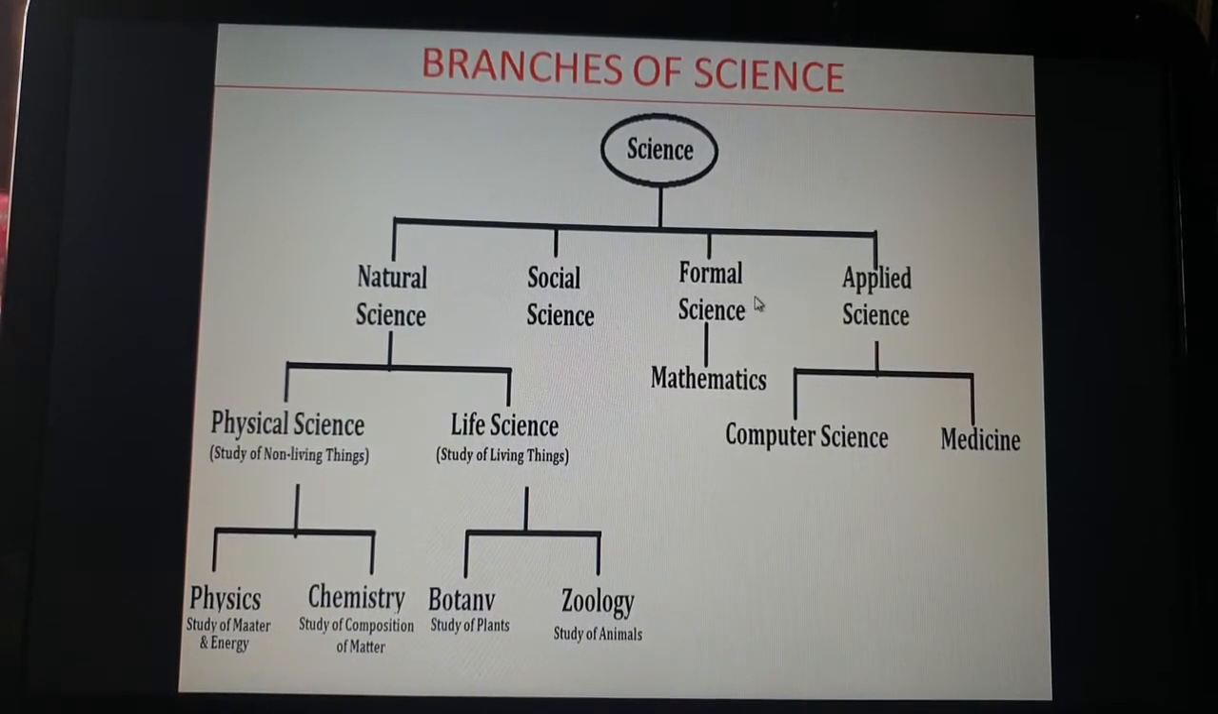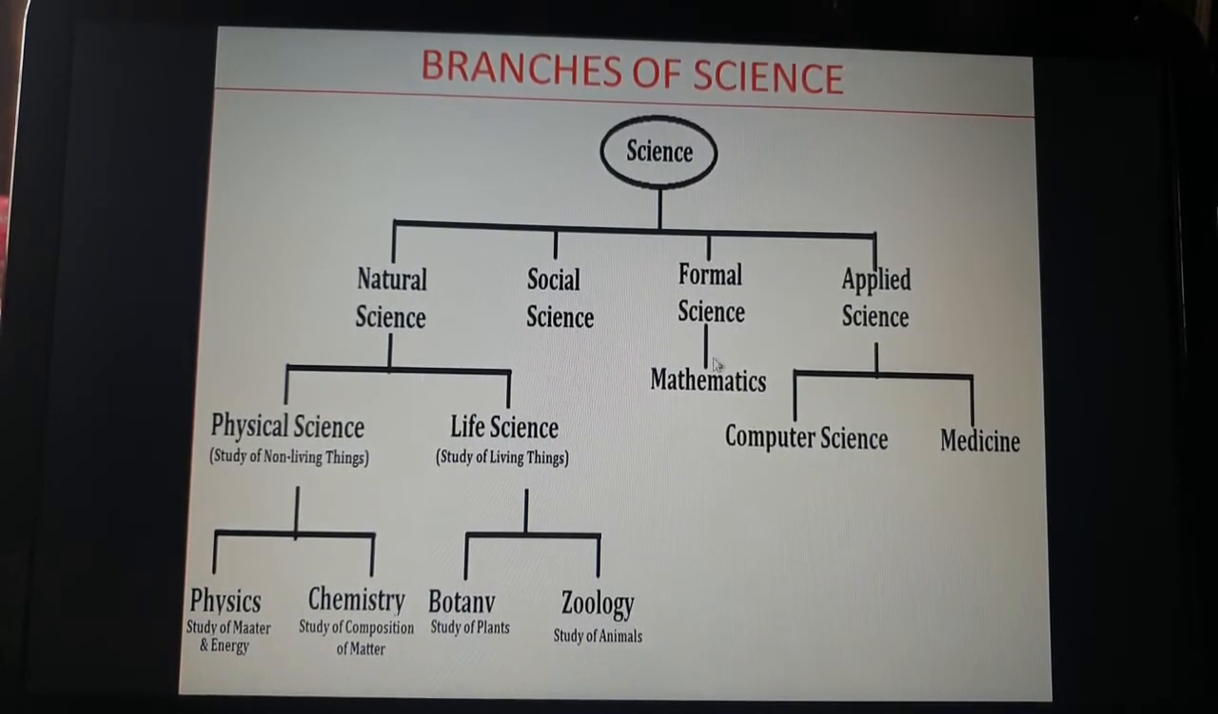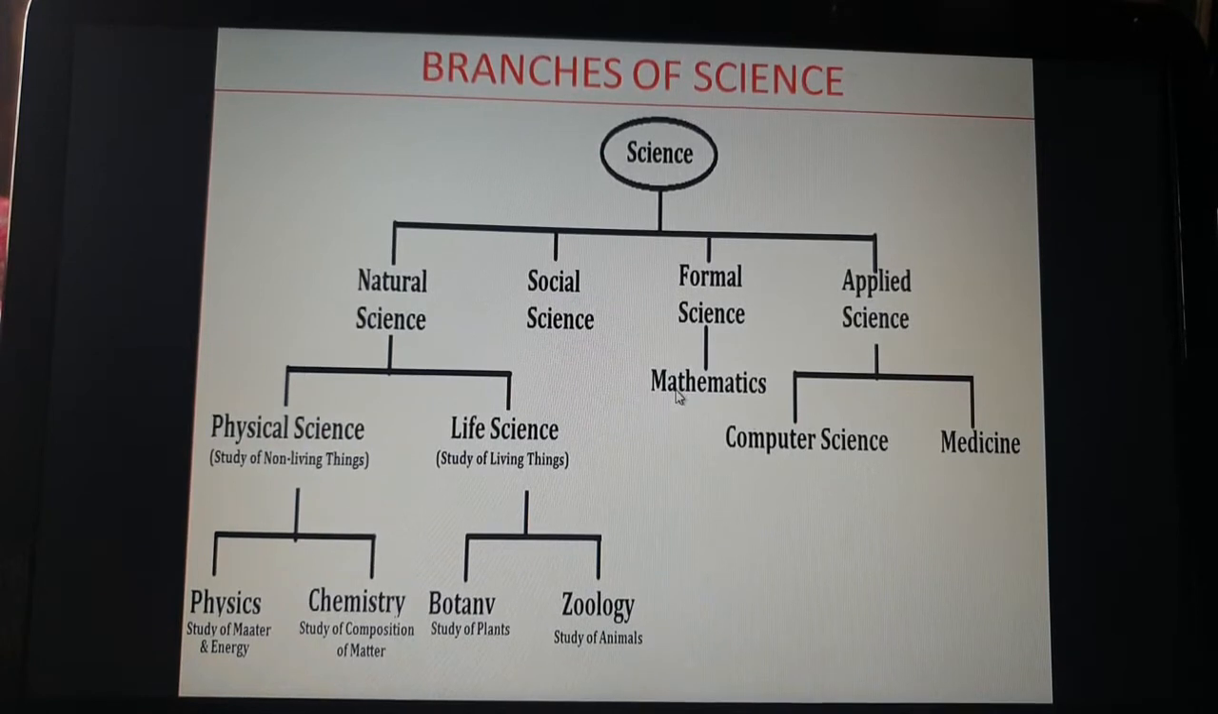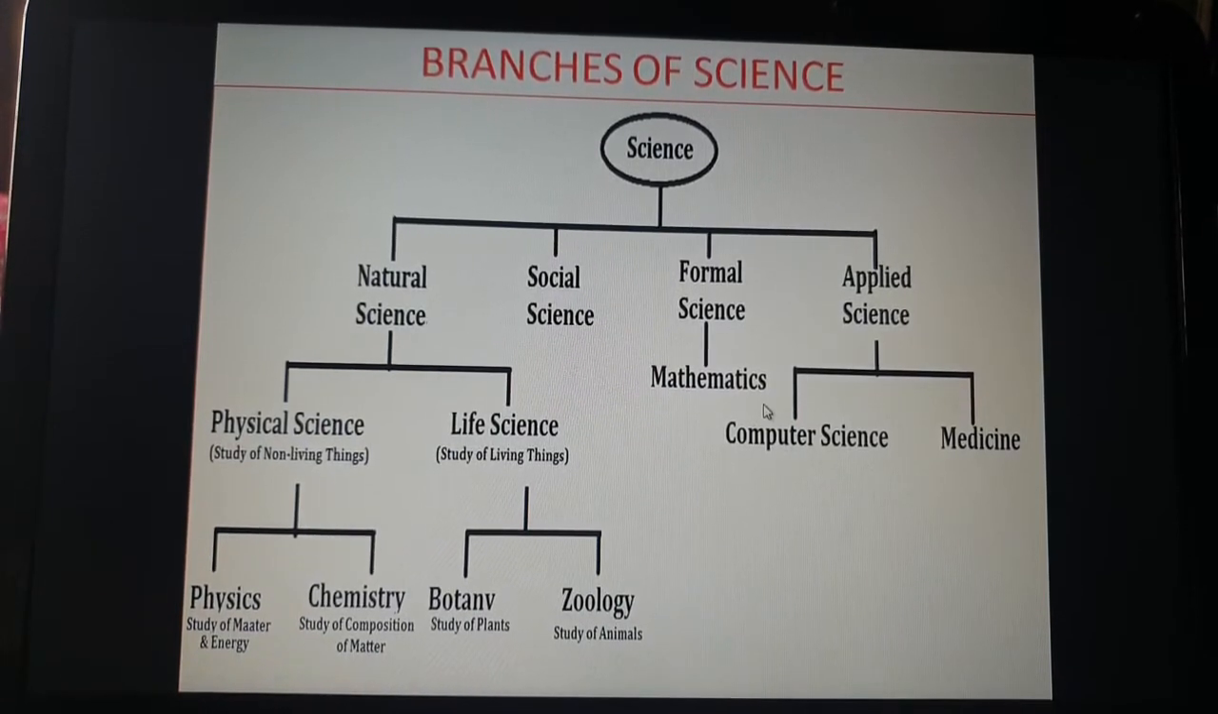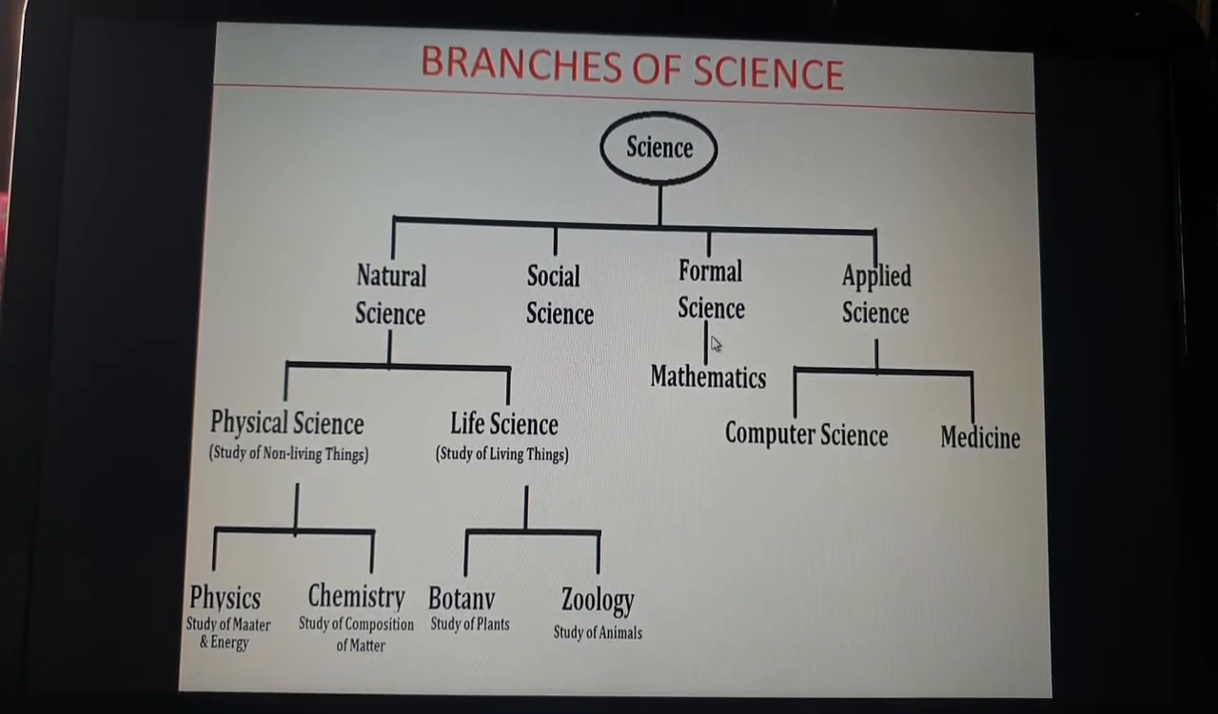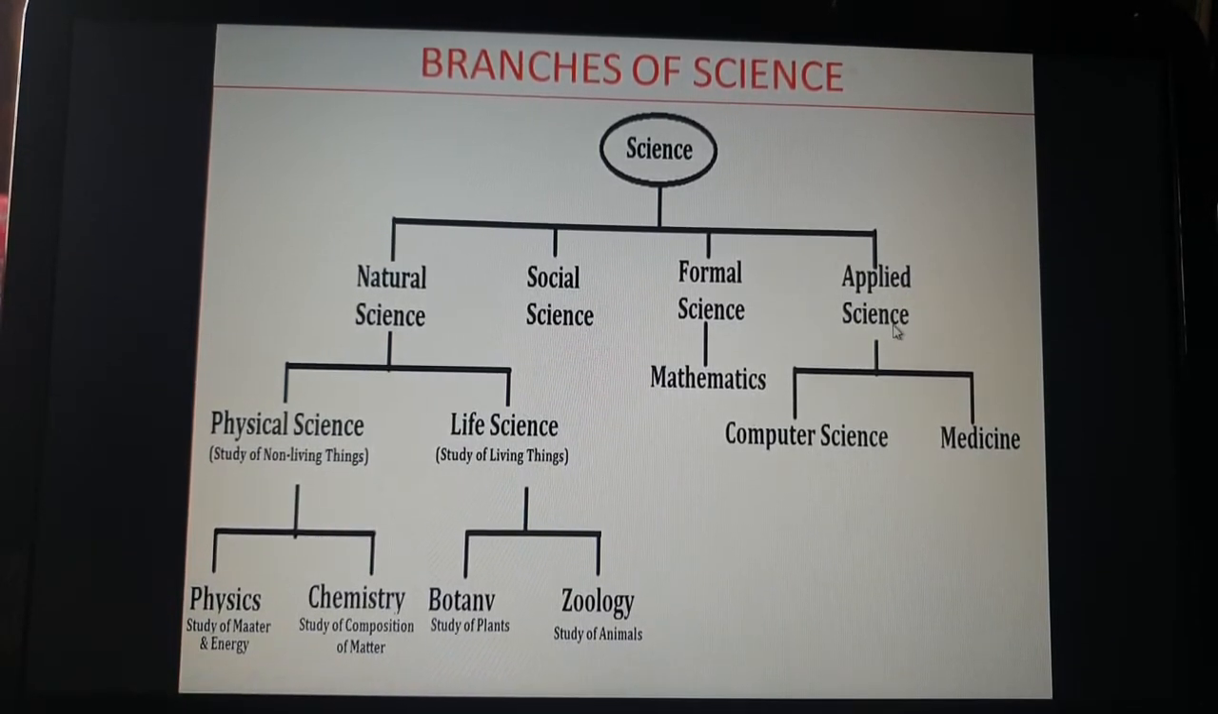Formal science can be further divided into mathematics. Today, whatever mathematics we are going to study is also a part of science, that is, formal science. Next we shall go to applied science.